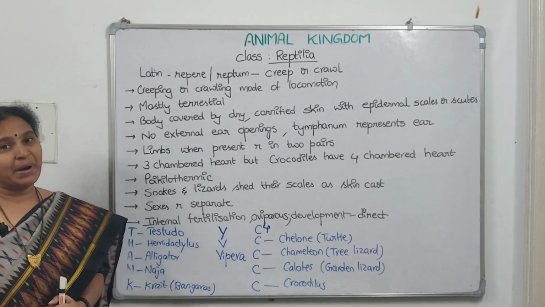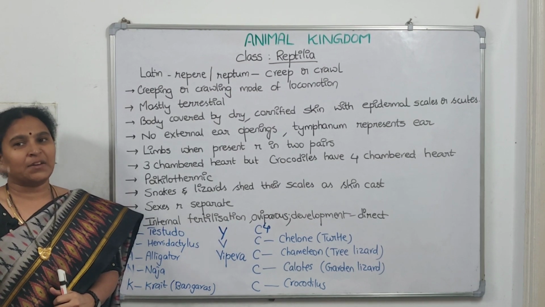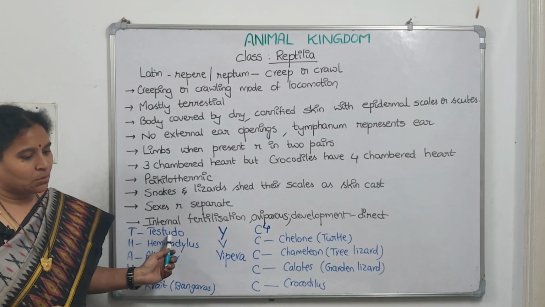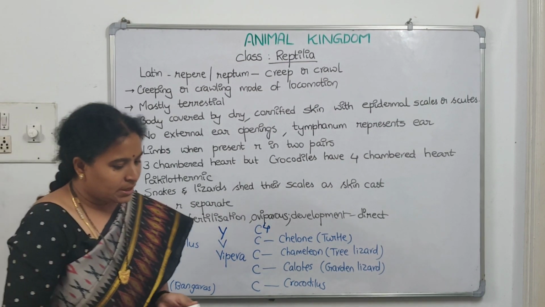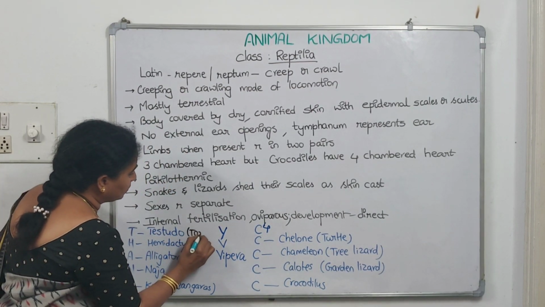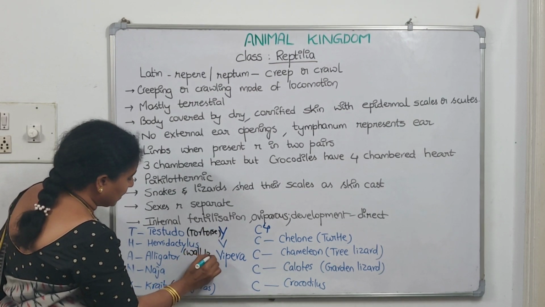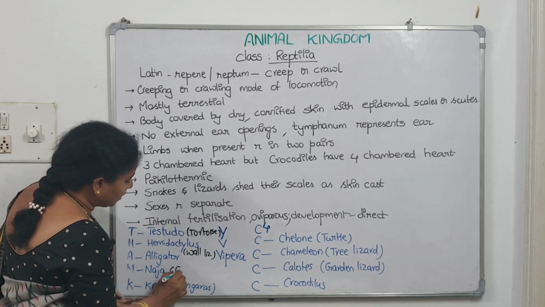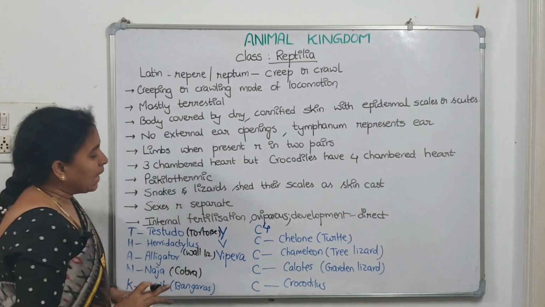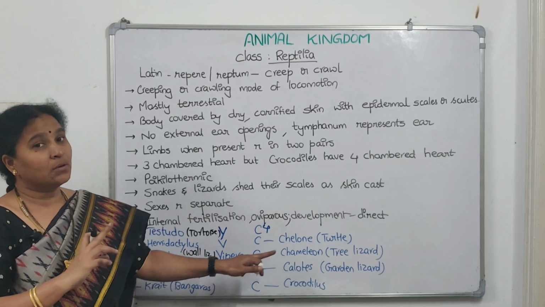With this code we have memorized the names, but what are the common names? That also they ask us. In match the following, one side they give the scientific name, the other side the common name. Testudo means tortoise. Hemidactylus is wall lizard. Alligator is alligator only. Naja means cobra. Krait means bungarus. Vipera means viper only. And in the 4 C's, Chelone is turtle.